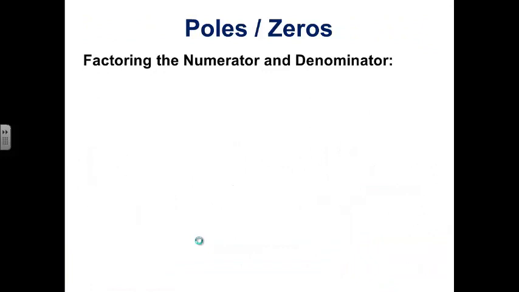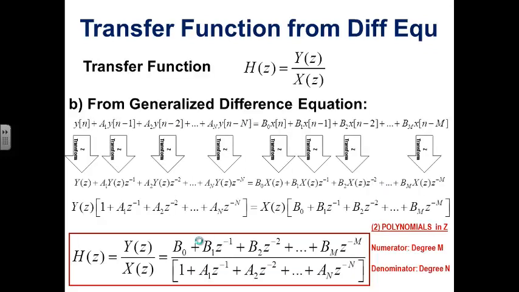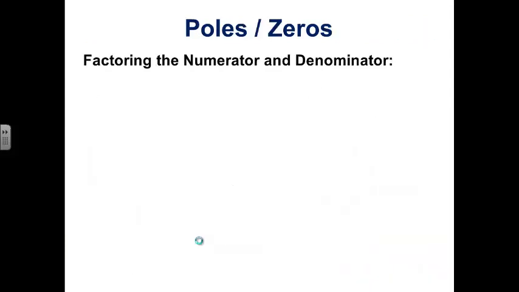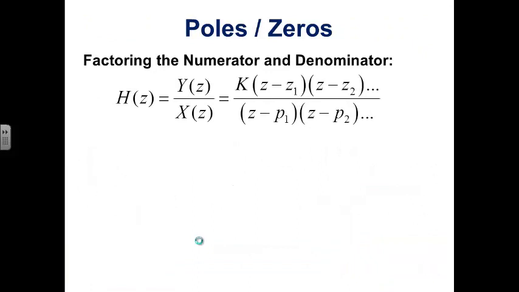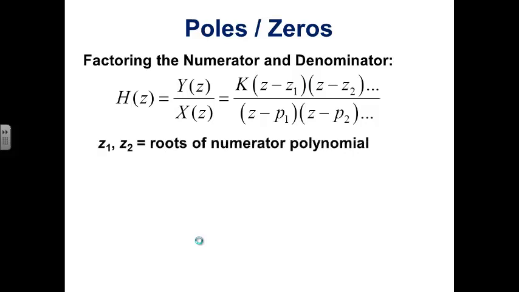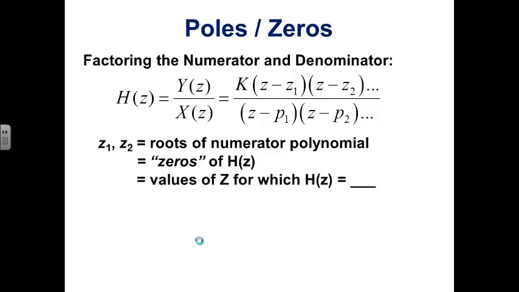Now, just like back in 228 days, if you've got a polynomial, we're going to want to factor it. We're going to want to factor both the numerator and denominator into a bunch of terms. And if I do that, I'll call the roots of the numerator polynomials, these terms here, z1, z2, and however many I have, the zeros of H of z. We call them that because if I replace z with one of those values, z1 or z2, we get a zero in the numerator, we get a non-zero value in the denominator, and H of z must go to zero at that particular value of z.